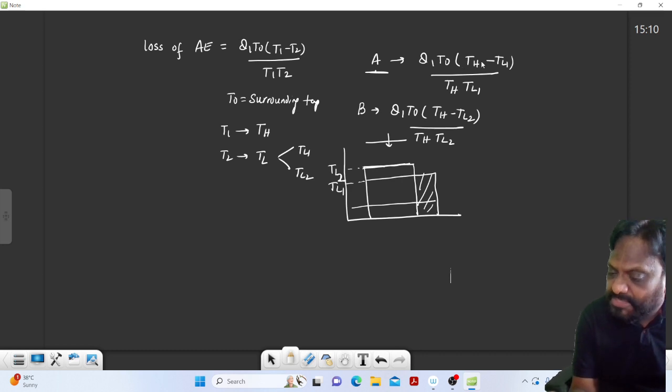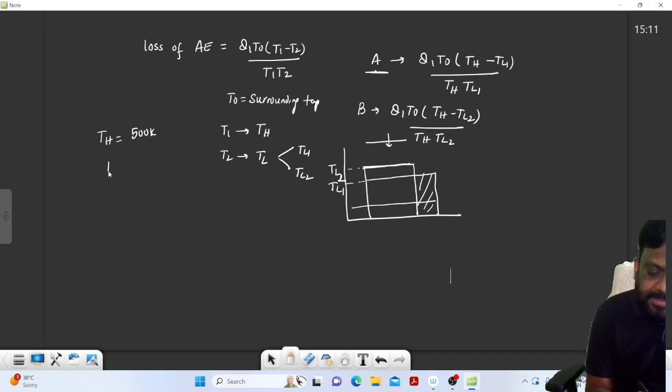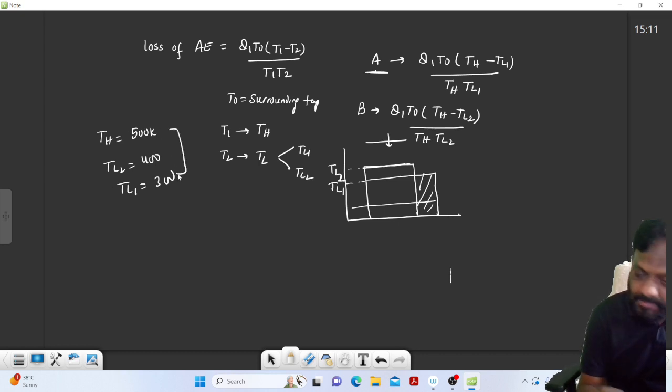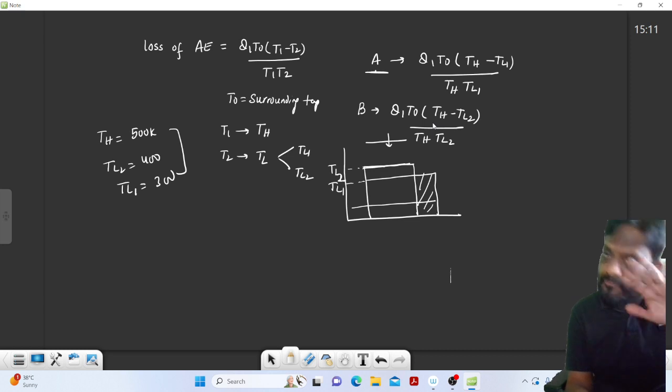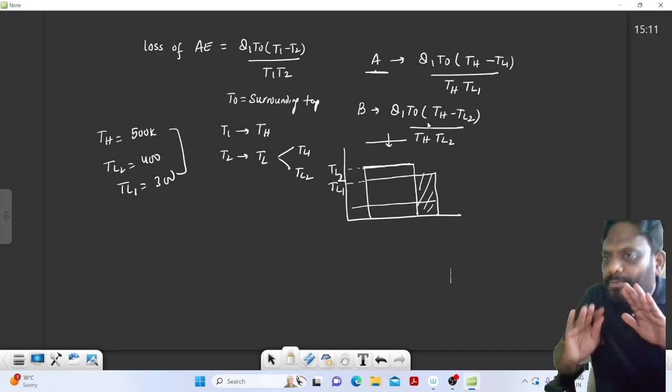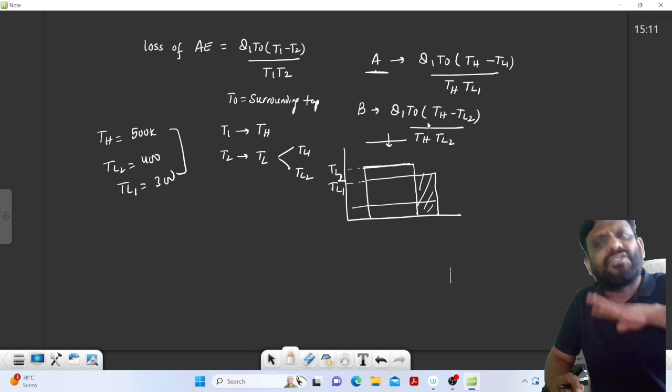As the difference is very small in case B, for example, I take TH as 500 Kelvin, TL2 as 400, and TL1 as 300. See the difference. In case A, it is 500 minus 300, which is more. In case B, it is 500 minus 400. Case B is less, so case B is more reversible. Of course, it is irreversible; it is not purely reversible. Whenever there is heat transfer with finite temperature difference, it is always irreversible.